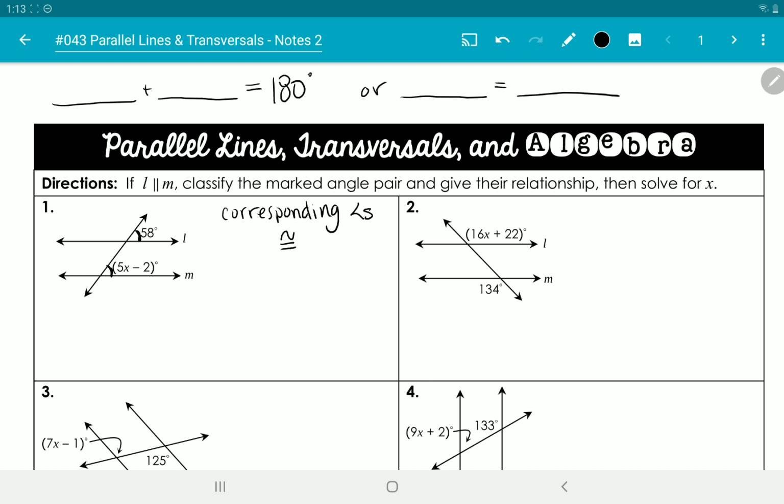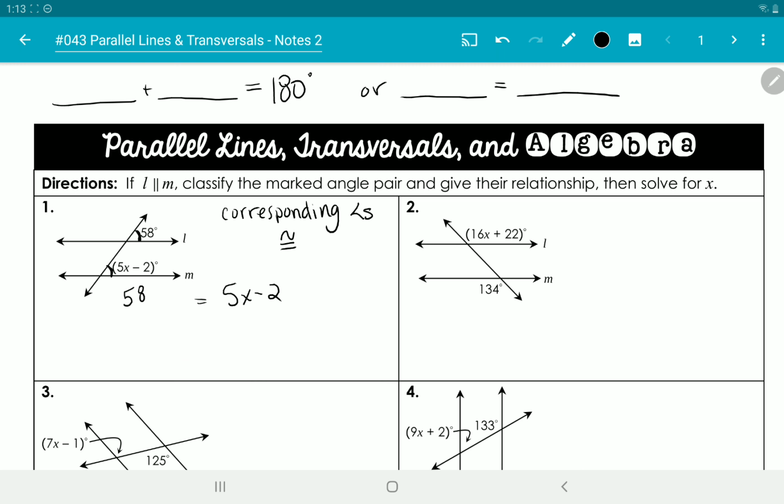So underneath that, first I want you to write what kind of angles they are, whether they're congruent or supplementary, and then we're going to do blank plus blank equals 180 or blank equals blank, okay? So, since they're congruent, we have blank equals blank, okay? We're going to fill these in. First one, we have 58, and then second one, we have 5x minus 2, okay? I'm going to erase my blanks, but that's it.